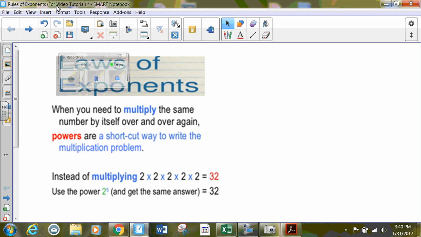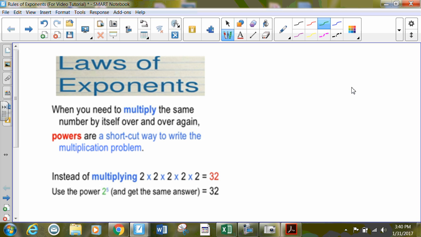Okay, let's start our laws of exponent review. I am using this video tutorial for both my Algebra 1 and my pre-calc class as we learned about exponents way back in middle school. But it's really important to review these laws because we use them even in calculus.